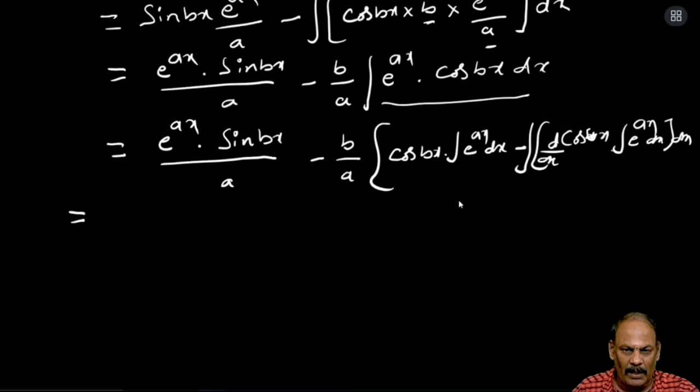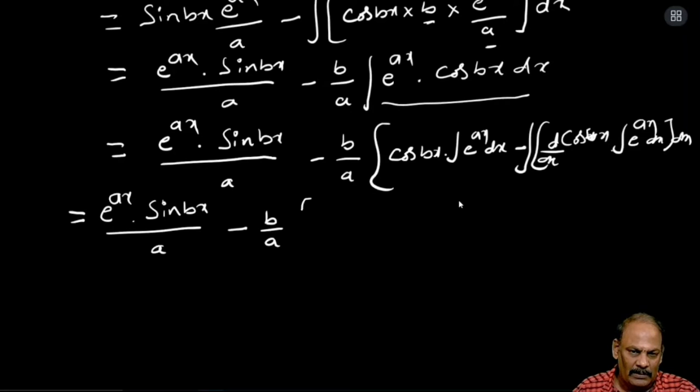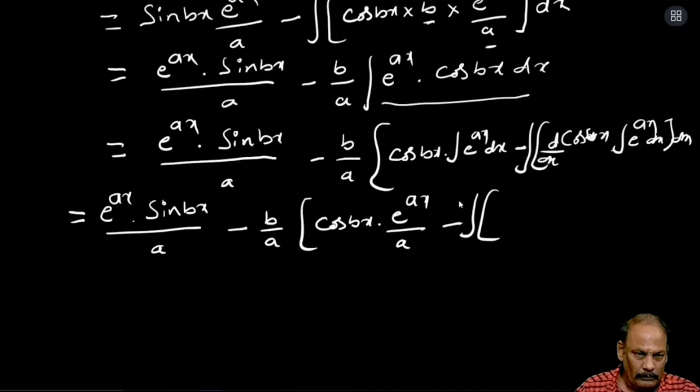What is the LHS to this one? Again, I only. E to the power of ax into sin bx by a, minus b by a into cos bx e to the power of ax. E to the power of ax integration is cos bx into e to the power of ax by a, minus integral of differentiation of cos bx, how much? Differentiation of cos x equal to minus sin x, you know another term. That way minus b sin bx into e to the power of ax by a into dx.